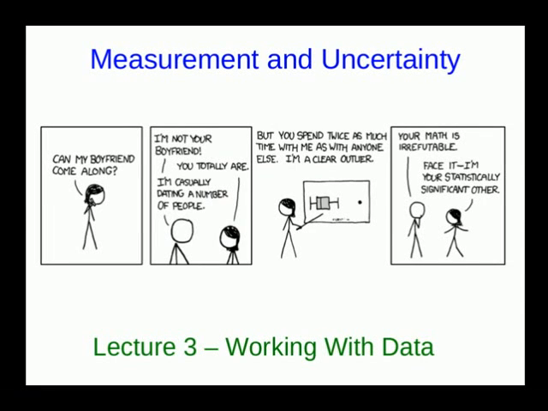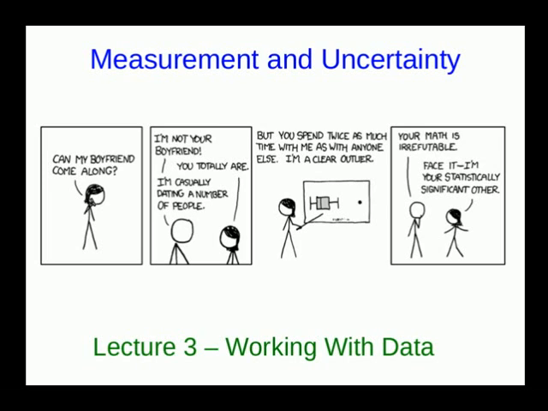Hello and welcome to Lecture 3 of Measurement and Uncertainty. We're going to look at how you take a set of measurements of a single quantity and get a best estimate of that thing you're trying to measure and an error estimate, an uncertainty estimate.